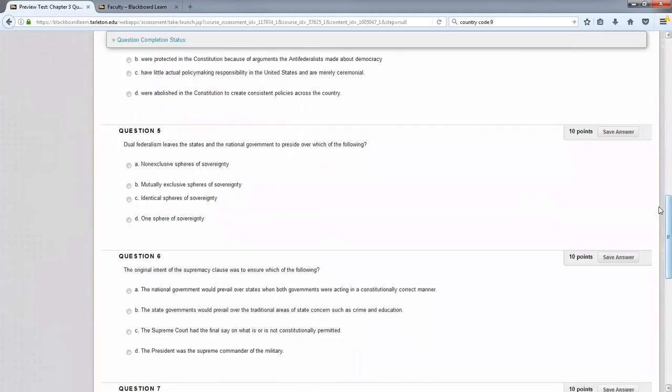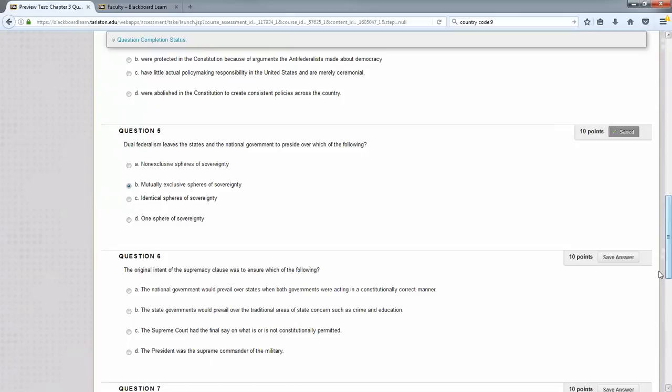Dual federalism leaves the states and national government to preside over which of the following? Non-exclusive spheres of sovereignty, mutually exclusive spheres of sovereignty, identical spheres. Mutually exclusive spheres of sovereignty. It says who can do what and when. And there are some powers that are shared, but mutually exclusive spheres of sovereignty.